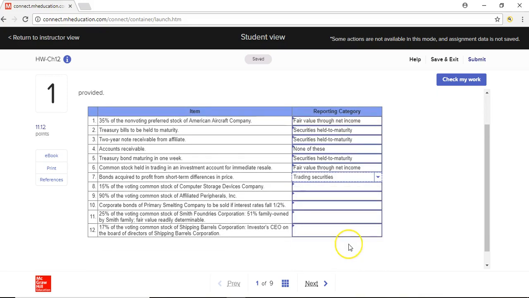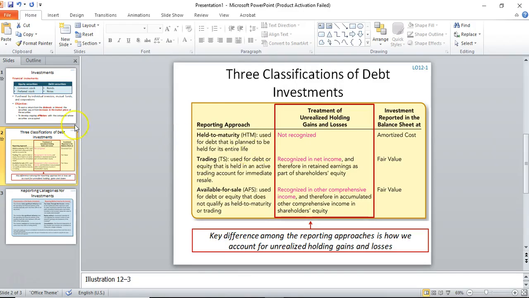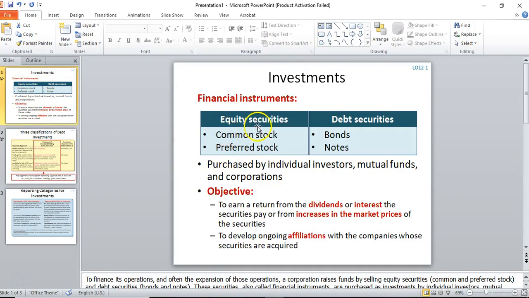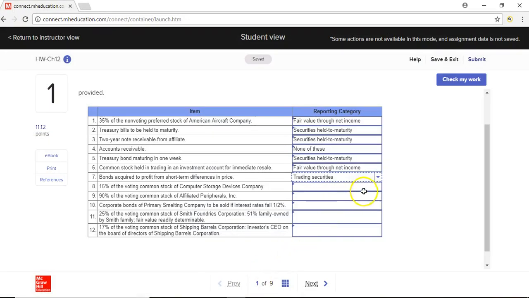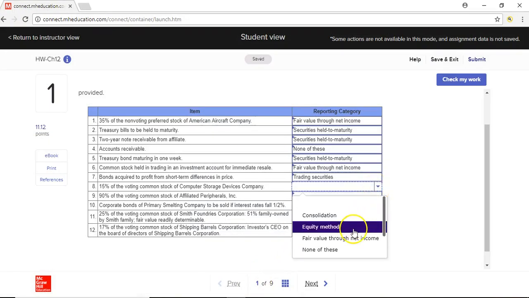Number 8, 15% of the voting common stock of another company. 15% may seem low, but it allows the company to vote. So, common stock, equity investment, we go to this slide. We have voting rights, so we have influence over the investee company's operations. Then we account for it using the equity method.